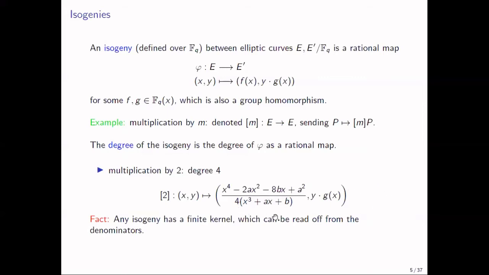And as you see here, this expression has a denominator, so it's not defined at points of E for which this denominator vanishes. The points where the rational functions are not defined, plus the point at infinity, form the kernel of the isogeny. From this setup, it's clear that kernels always have to be finite, because we only have finitely many points that satisfy this equation. And conversely, you can read off the kernel from the denominators of your isogeny.